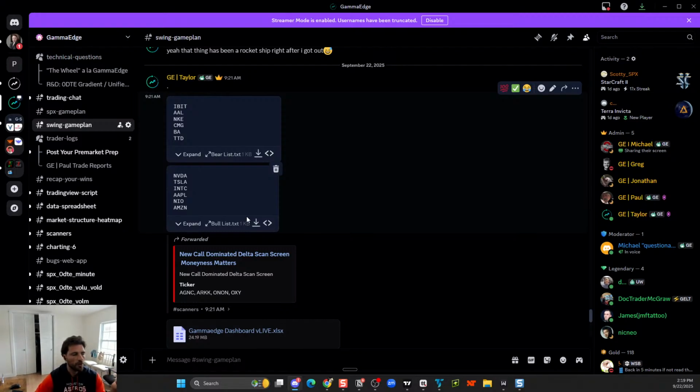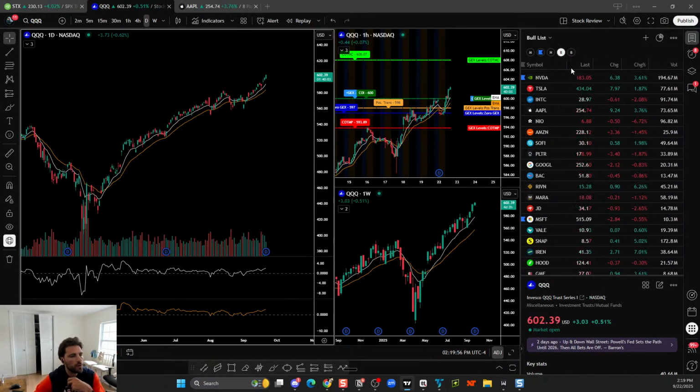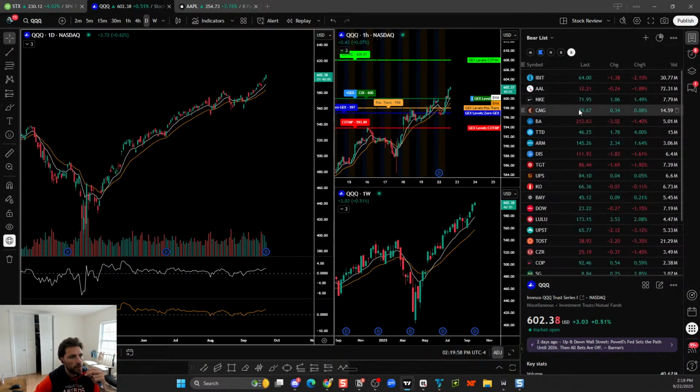Want to make sure that they're call dominated above and below spot price, with ample liquidity in the options market as measured by beginning of the day open interest. And then those stocks are produced. You can just put those right in your TradingView if you want to. So I have the bull list here. I have the bear list here.